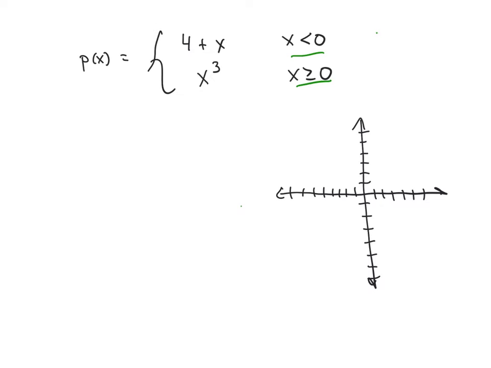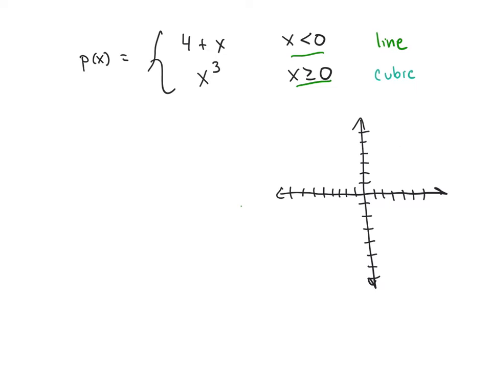So 4 plus x is just a line. If my x is smaller than 0, which is going to be on the left side, I would expect to see some kind of line. And on the right, I'm going to have x cubed. So x cubed is a cubic, kind of an S curve. So I would expect to see a cubic on this side.